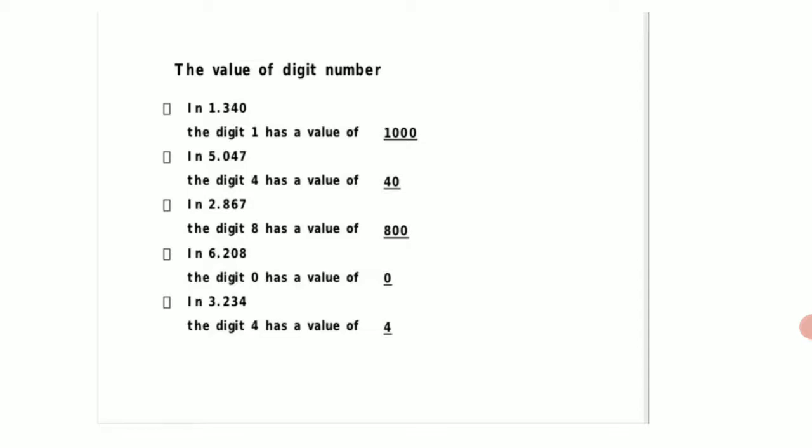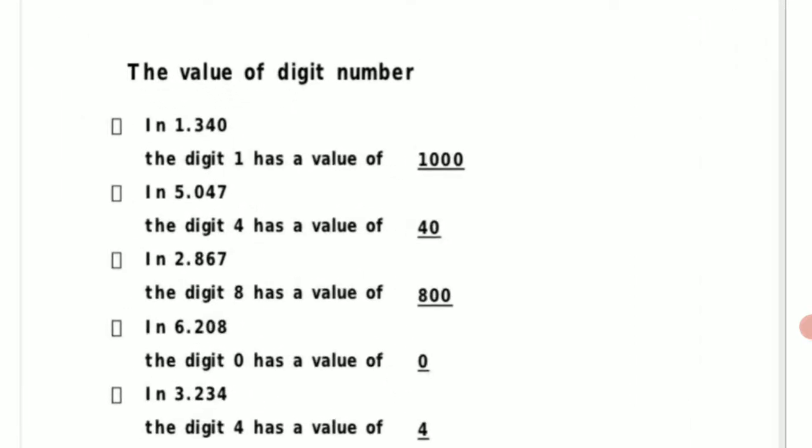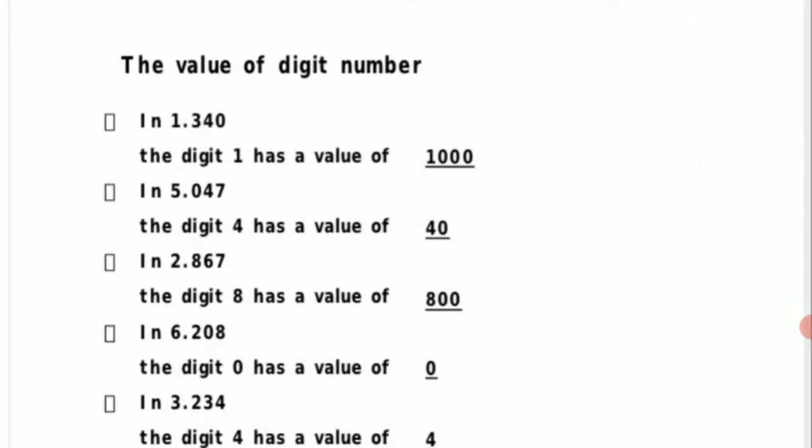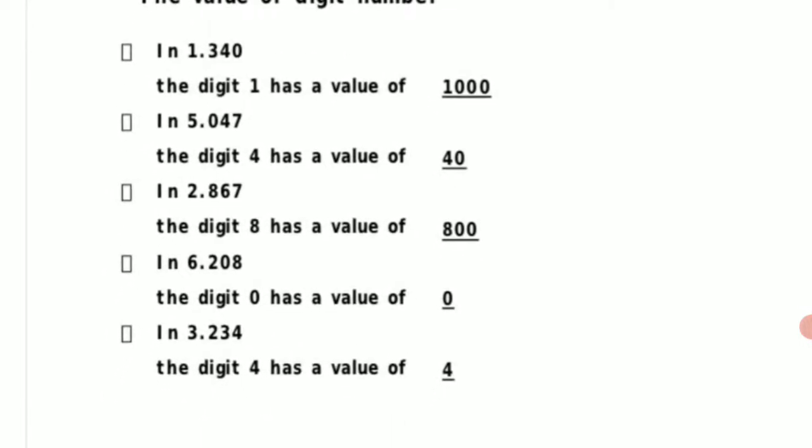Then children, the value of a digit in a number. Suppose in 1340, the digit 1 has a value of 1000. In 5047, the digit 4 has the value of 4 tens, that is 40. In 2867, the digit 8 has the value of 8 into 100, 800. In 6208, the digit 0 is in the tens place, but it has a value of 0 since the digit is 0. And in 3234, the digit 4, which is in the ones place, is 4.